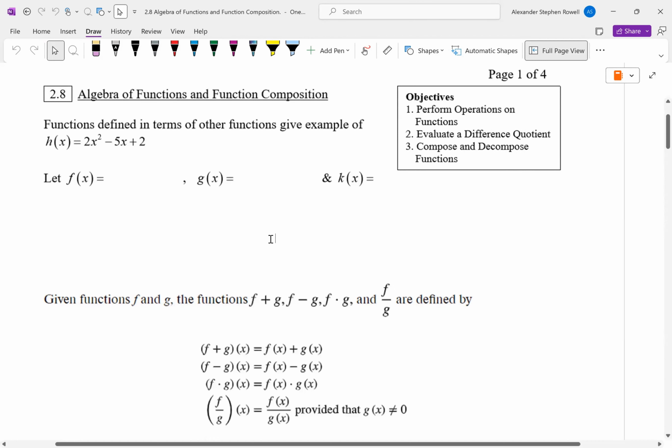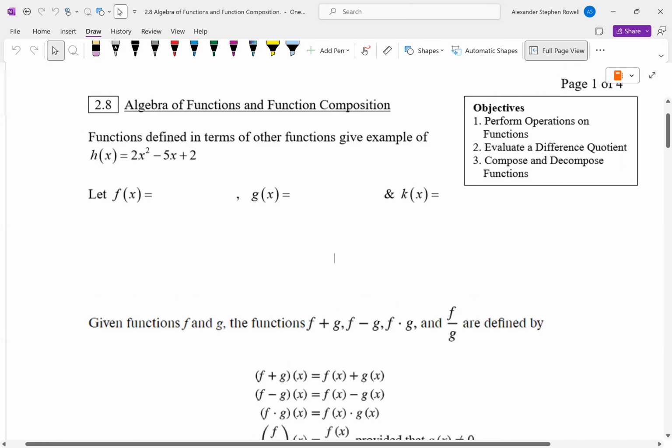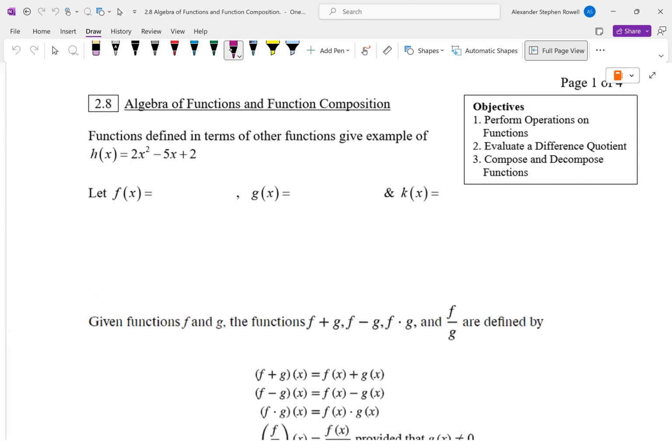Okay. All right, 2.8 is about algebra of functions. Basically, we want to combine other functions or split them up in creative ways. So first thing I'm going to do is define f of x to be 2x squared, just this portion, and g of x I'll define to be negative 5x plus 2. And I'll define k of x to be the opposite sign, 5x minus 2.